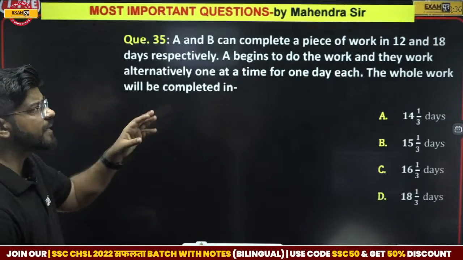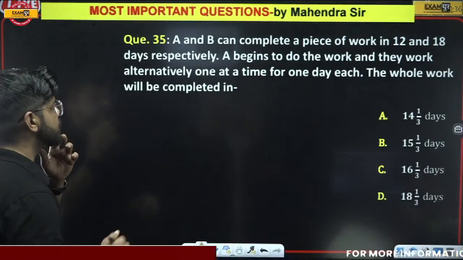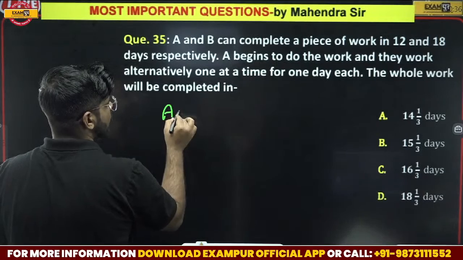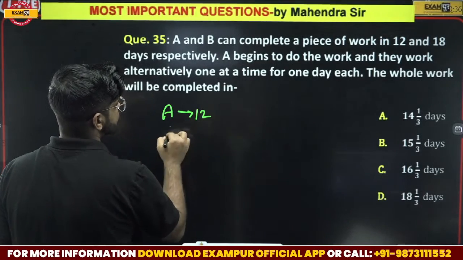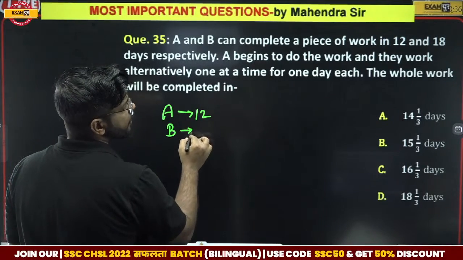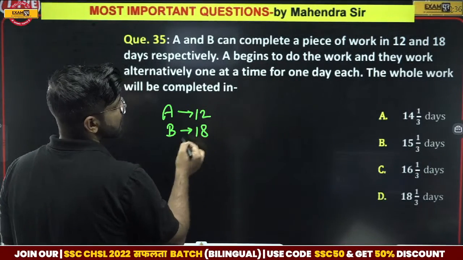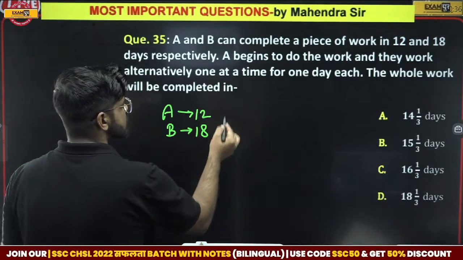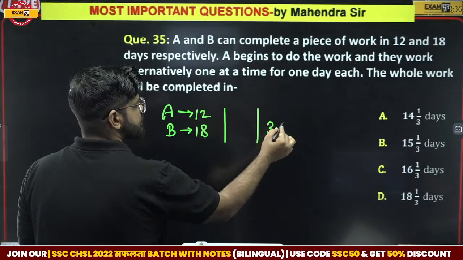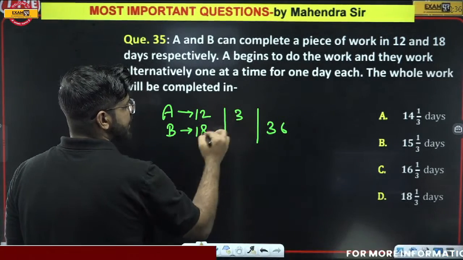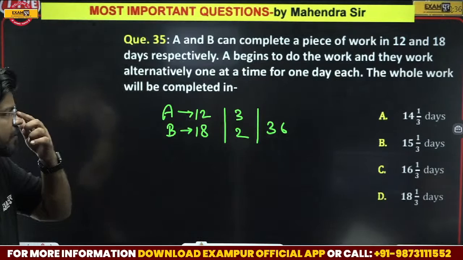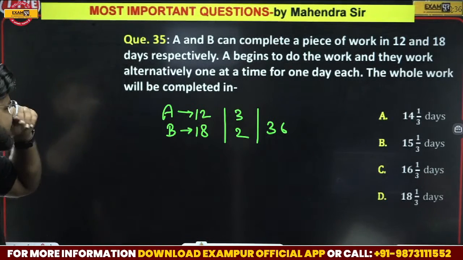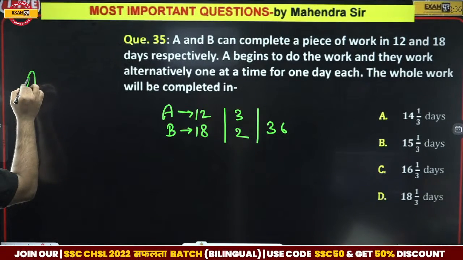A and B can complete a work in 12 days and 18 days respectively. A can do it in 12 days, B can do it in 18 days. There is no C, so let's calculate the LCM: 3 times 2 times... A began to do the work and they work alternately. So let's see the concept of alternating.